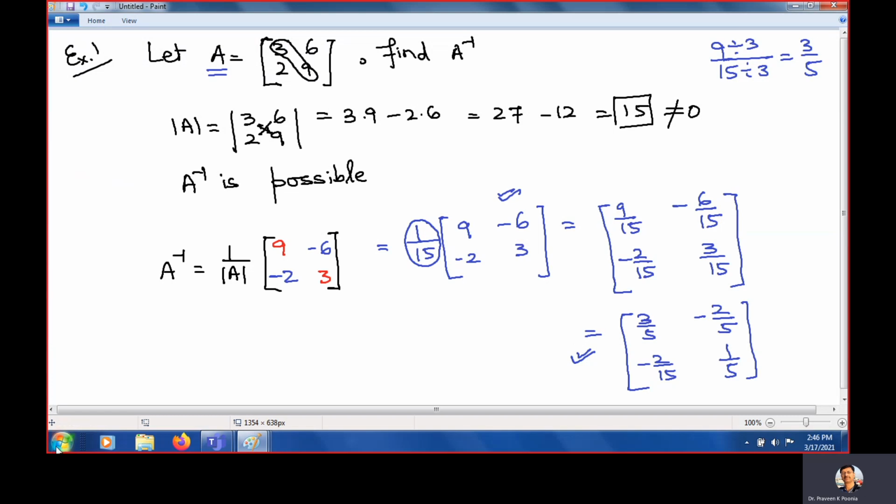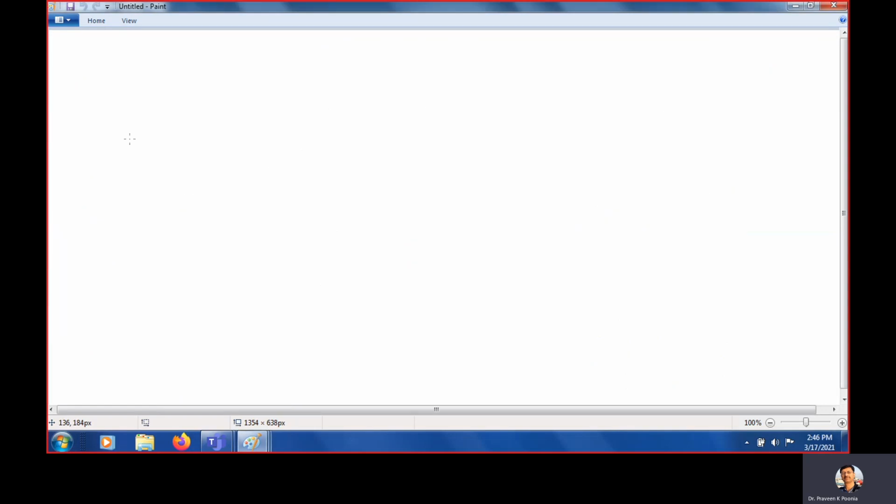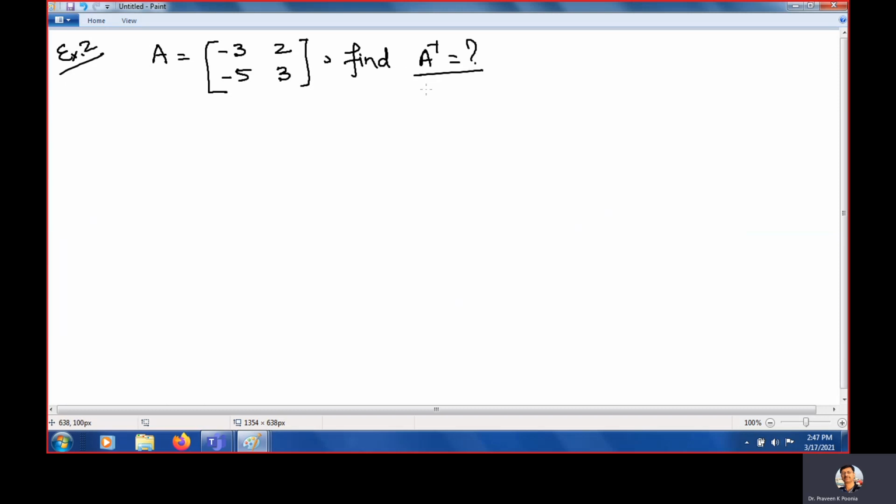Okay. Now we'll solve one more question for the inverse of a matrix, example number 2. A equals minus 3, 2, minus 5 and 3. Find A inverse. So how to find A inverse?